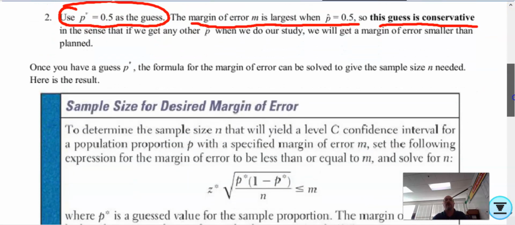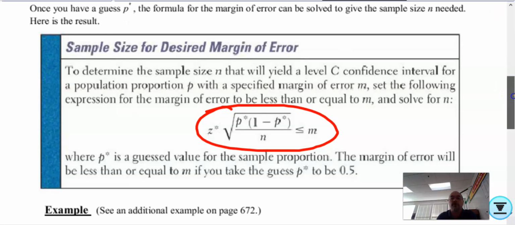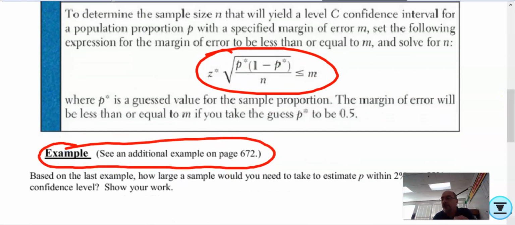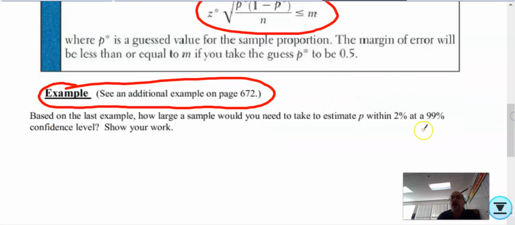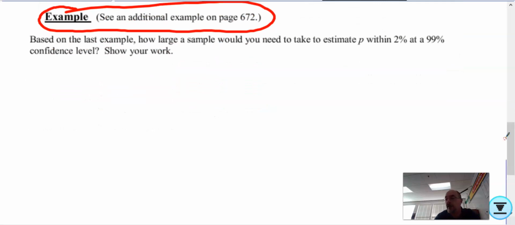All right, so here's our formula, but again, I don't like that. I'm going to do some algebra to that, and rewrite it so that n is by itself. I'm going to do that below, and there's another example of this on page 672. Please look at it. For the last problem, folks, I'm going to do the little algebra and get n by itself.